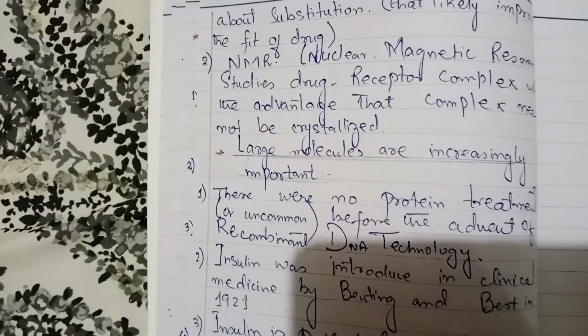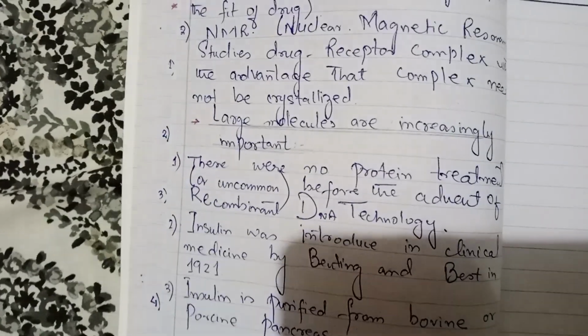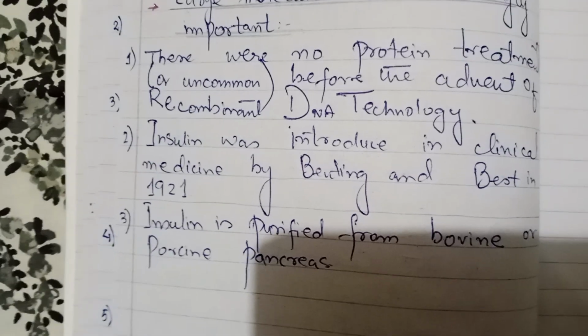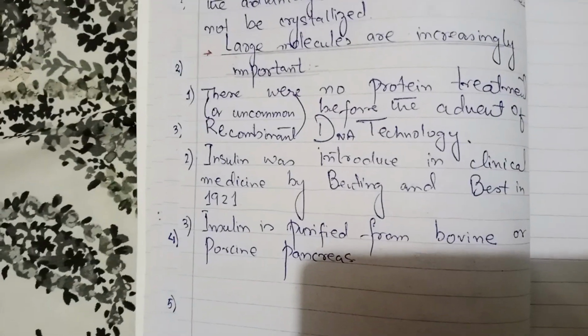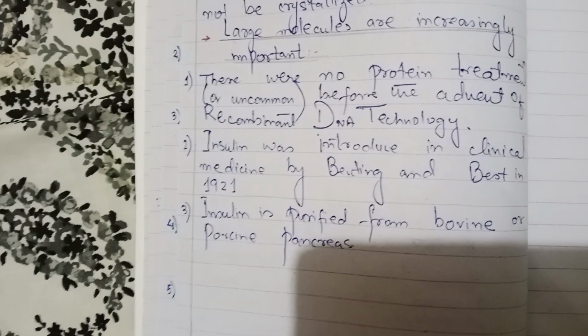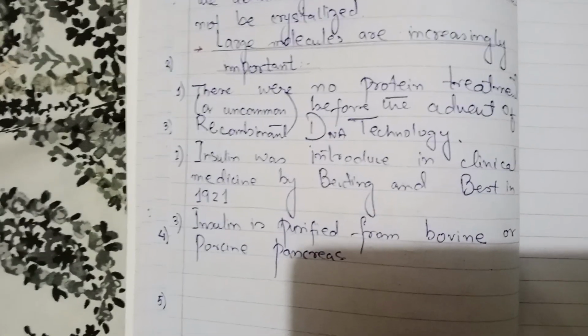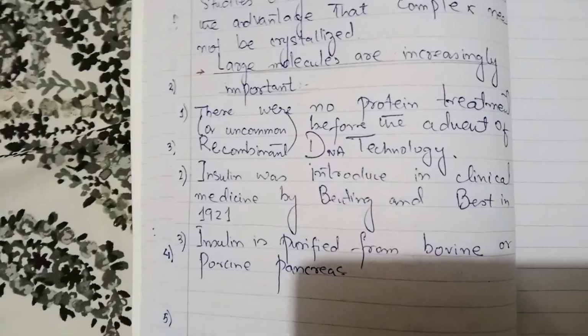We have started from the small molecule, but over time, the invention has shown that the large molecules are more important than the small molecules. There were no protein treatments, or they were uncommon, before the advent of recombinant DNA technology. We all have studied recombinant DNA technology in our previous classes. Insulin was introduced in clinical medicine by Banting and Best in 1921. This can come in MCQs. Insulin is purified from bovine or porcine pancreas. From pig pancreas, the insulin has been obtained.